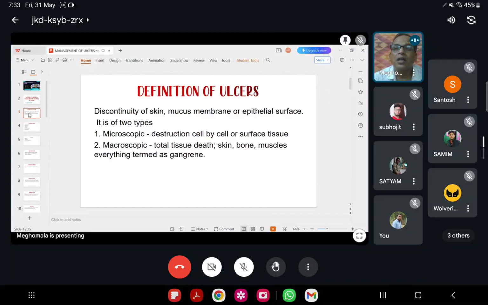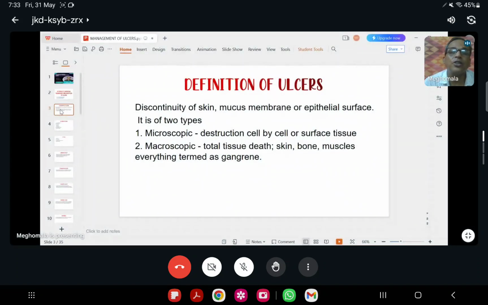Recapitulating everything a little bit. First, come to the definition of ulcers. Discontinuity of skin, mucous membrane, or epithelial surface is basically known as an ulcer. It is of two types. One is microscopic, another is macroscopic.